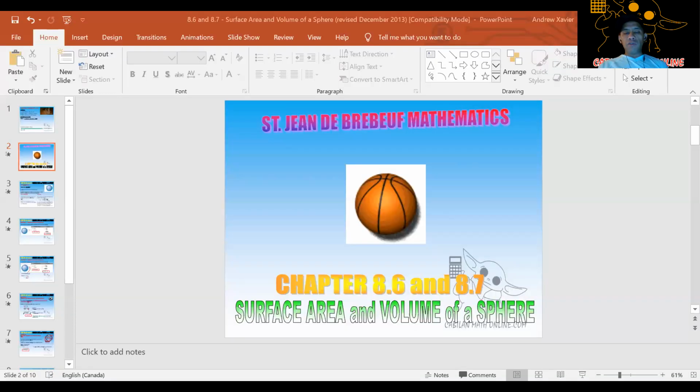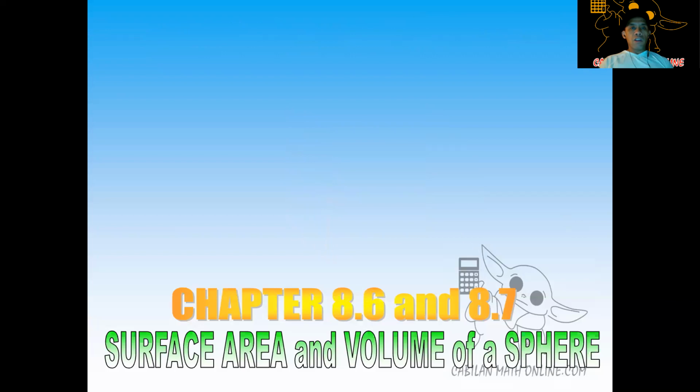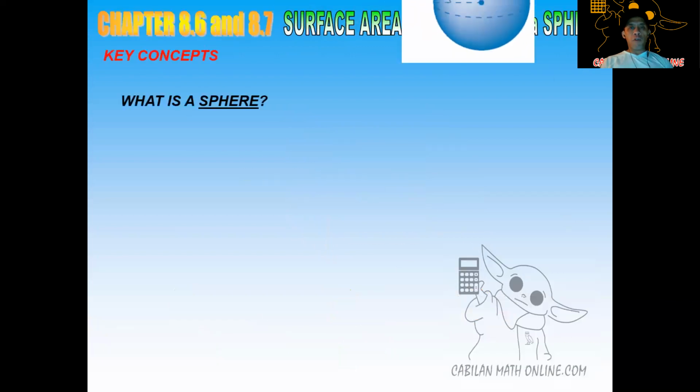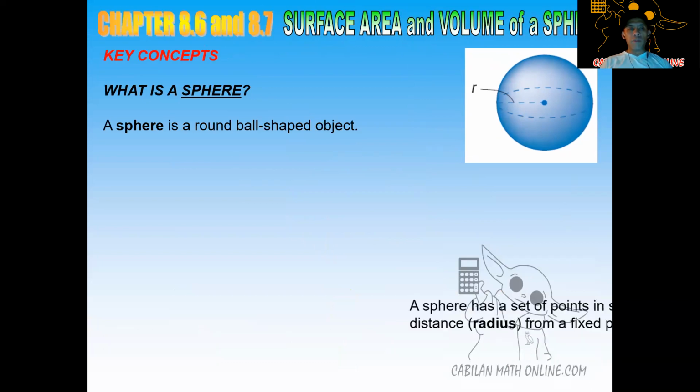When we're looking at a sphere, it's a very familiar shape to you because anything that's shaped like a ball, for example, a basketball, a volleyball or any ball-shaped object, is an example of a sphere. I don't want you to confuse this with a circle, because a circle is two-dimensional, whereas a sphere is three-dimensional. So a sphere is a round ball-shaped object.